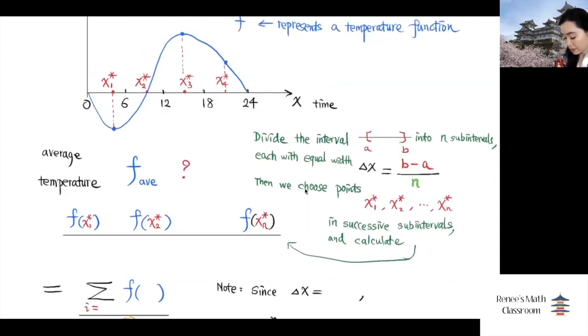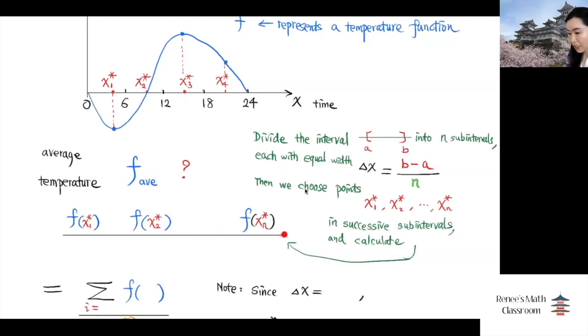We can calculate the average by doing this. For x1 star, the corresponding point on this curve is this point right here. We look at the y coordinate at this point, which is the function value at this point. That would be f of x1 star. And then similarly, we do over here for x at this time, x2 star. We look at the function value. So that's f of x2 star, etc. And then this one here will be x4 star, and the function value will be f of x4 star, etc.